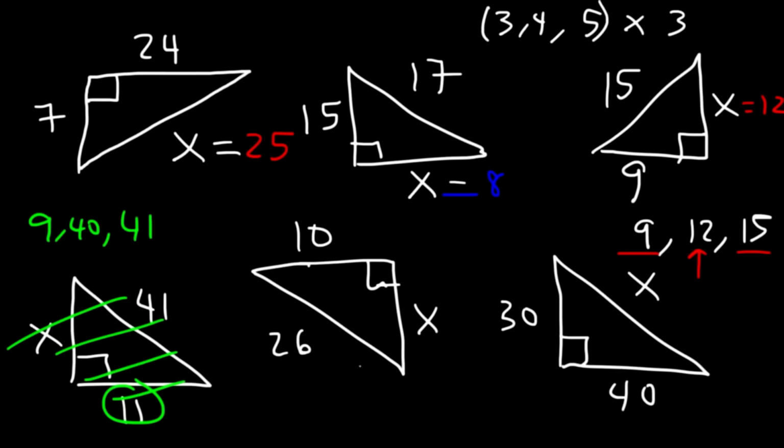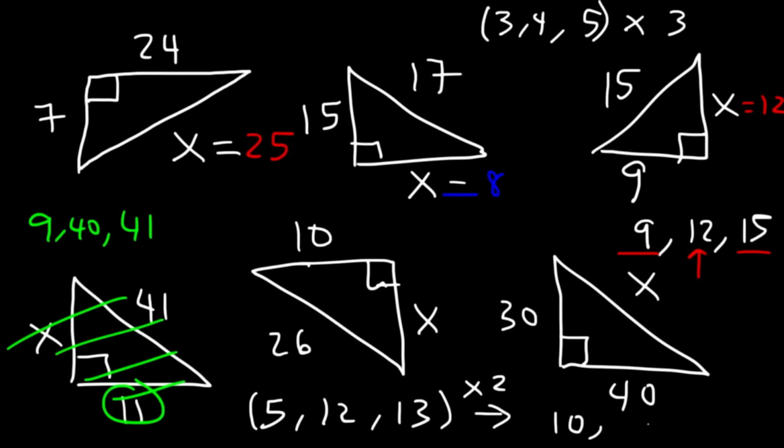Now the next one is associated with the 5, 12, 13 triangle. If we multiply those numbers by 2, it's going to be 5 times 2 is 10, 12 times 2 is 24, 13 times 2 is 26. So we have two of these numbers, 10 and 26. So the missing side has to be 24.